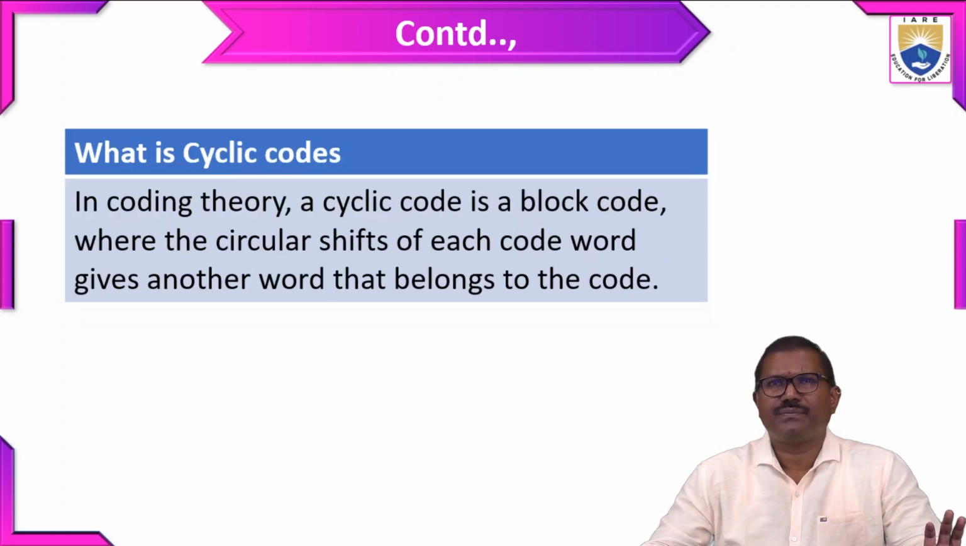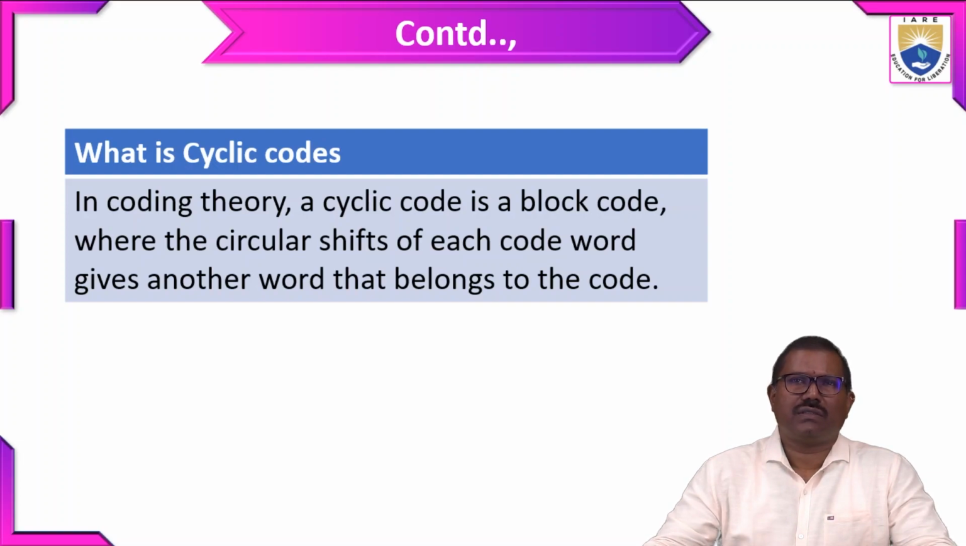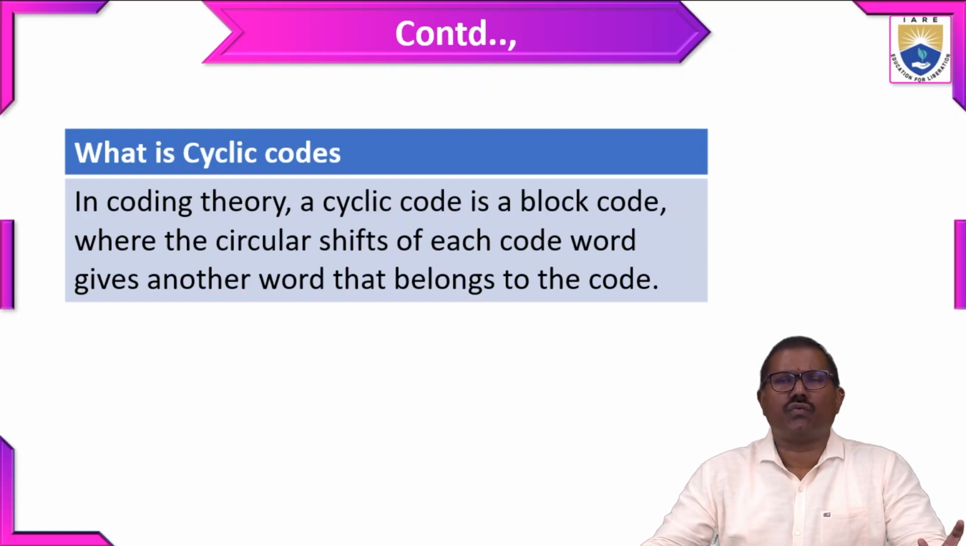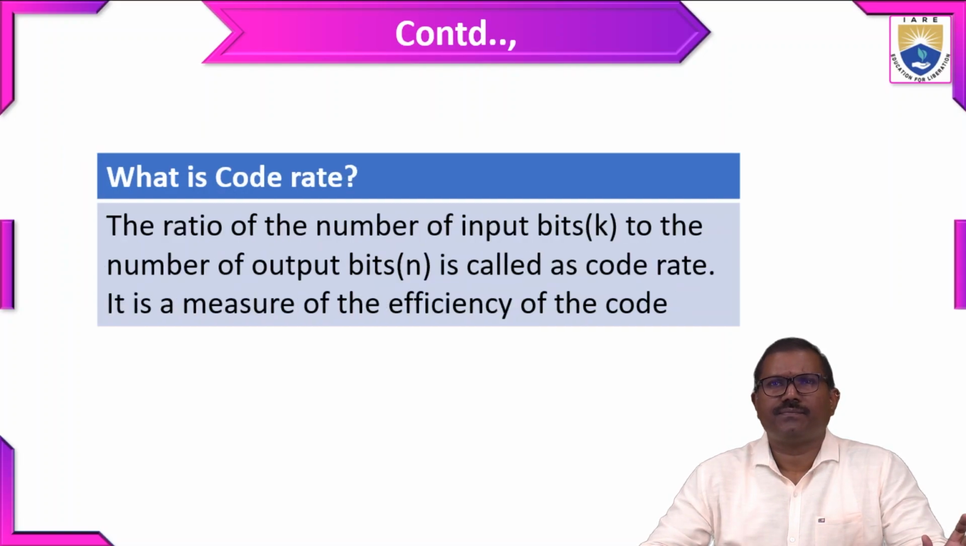Okay. What is cyclic codes? In coding theory, cyclic code is a block code, or it can be called as a subclass of block code, where the circular shifts of each code word gives another word that belongs to the code. So it follows the circular shifts. The cyclic code follows the circular shifts of each code word which gives another word that belongs to the code.